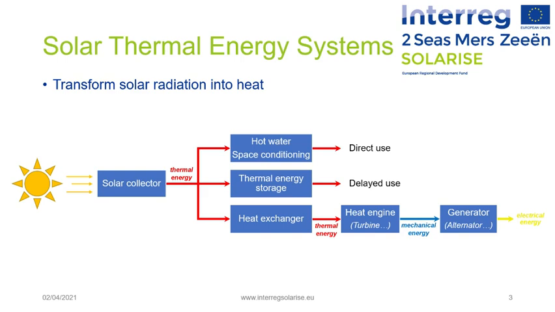The solar energy collected is carried from the circulating fluid either directly to the hot water or space conditioning equipment, or through a heat exchanger to generate electricity, or to a thermal energy storage tank, from which it can be drawn for use at night or on cloudy days.